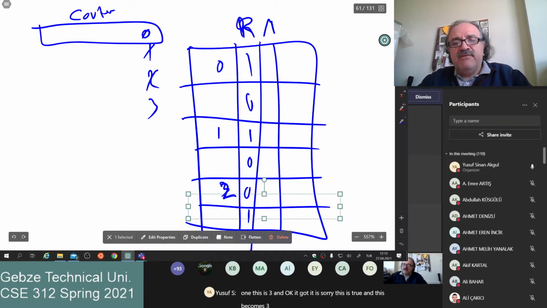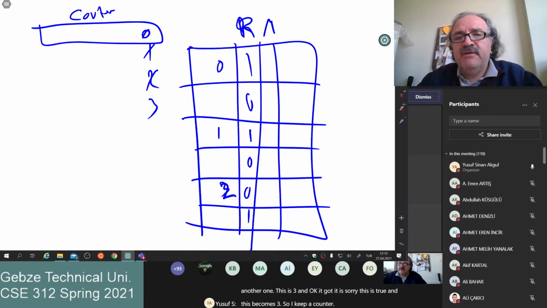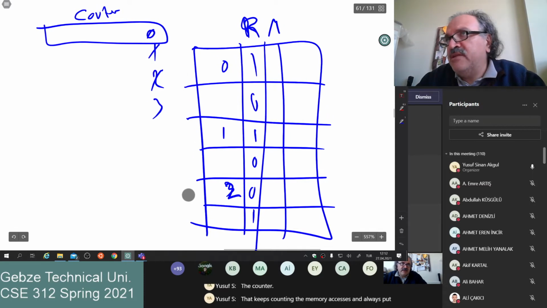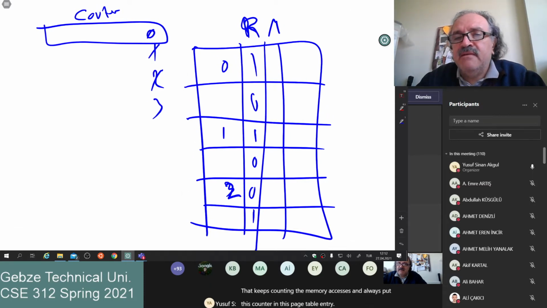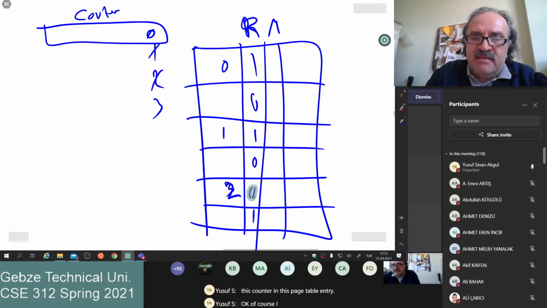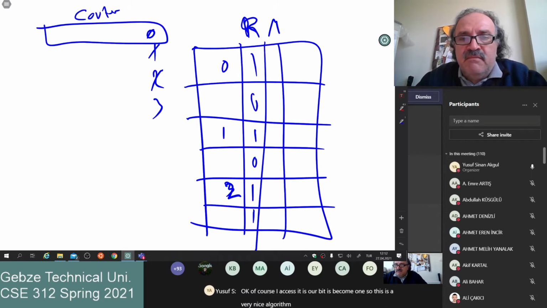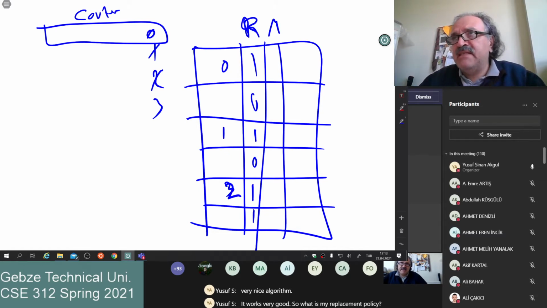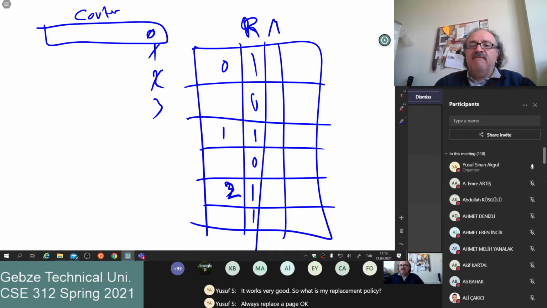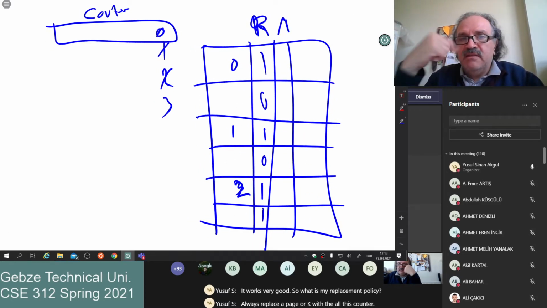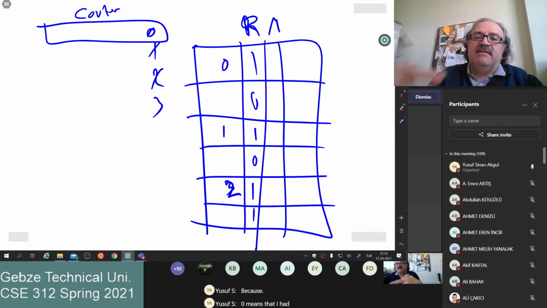So I keep a counter that keeps counting the memory accesses, and I always put this counter in the page table entry. Of course, I accessed it, so this R bit becomes one. So this is a very nice algorithm. It works very well. So what is my replacement policy? Always replace the page with the oldest counter, because zero means that I accessed this a long time ago.